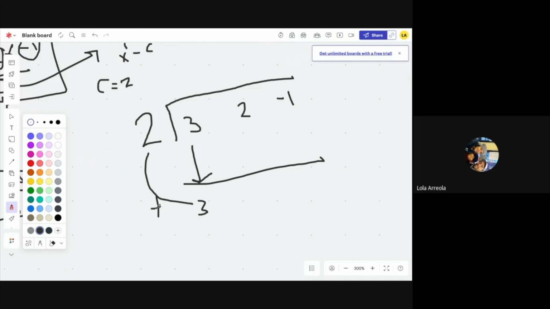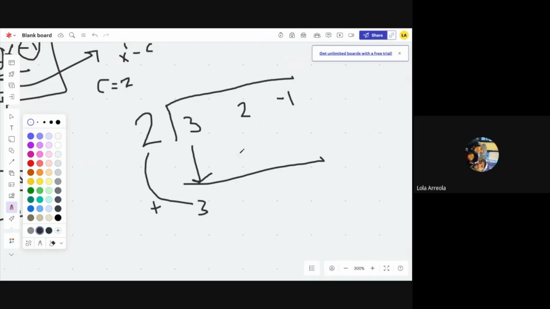Anything underneath the line gets multiplied by my c term, and the solution gets added to the next column over the line. So I'm always going below the line, above the line, below the line, above the line. When it is above the line, I add. When it's below the line, I multiply. Okay? So that's why the first thing we bring down is that 3. All right, so below the line, I multiply by my c term.